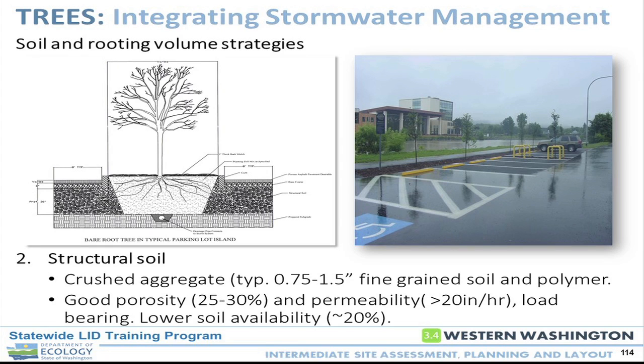So this is an example of the structural soil: crushed aggregate, three-quarter inch to one and a half inch, and fine-grained soil and polymer coating that rock. Good porosity, high permeability, load-bearing, lower soil availability. That's the drawback to that system, and it's proprietary.